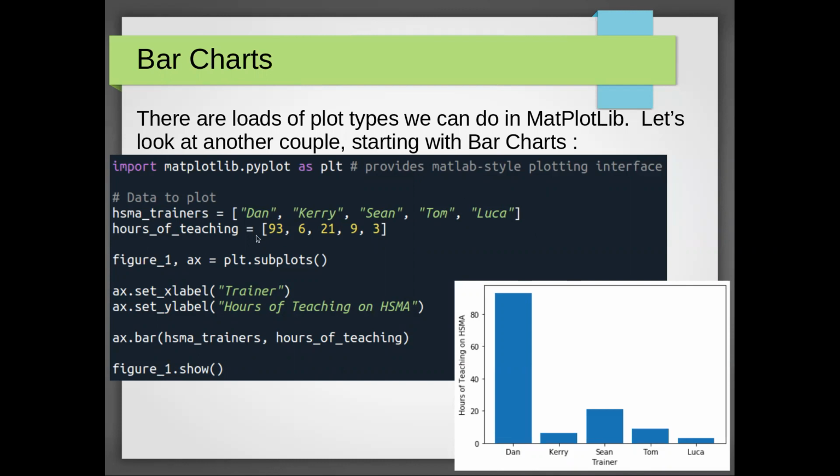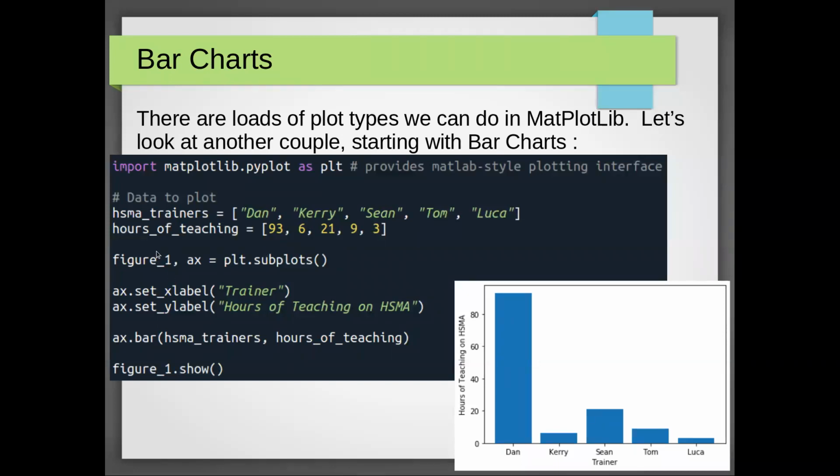So let's imagine we wanted to plot the HSMA trainers against the number of hours of teaching that each one is delivering. I promise you I haven't done this just to rub it in how much more I've got than everybody else. So here I've got my data as I had before with my HSMA trainers, just a list of strings and then a list of numbers for the hours of teaching.